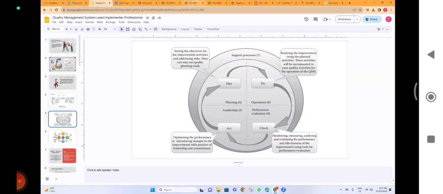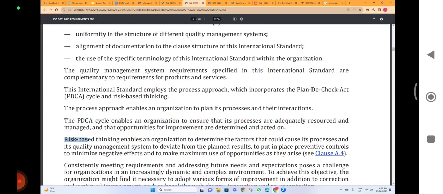And then the third component of the quality management system, or ISO 9001, is the risk-based thinking. This risk-based thinking right here actually is going to enable your organization to determine the factors that could cause its processes and this quality management system to deviate from your quality objectives or the planned results. And also the risk-based thinking is going to put in place preventative controls to minimize negative effects and to maximize the use of opportunities as they arise.